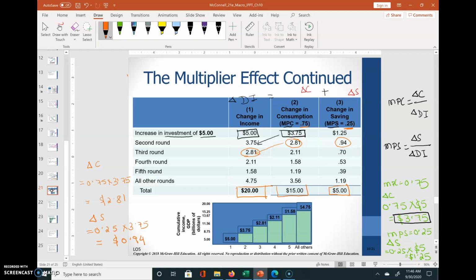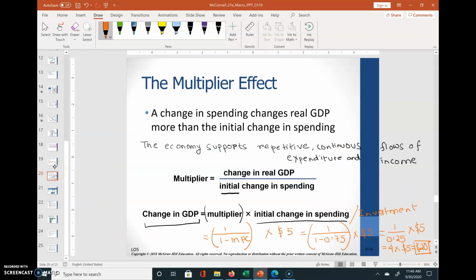So in the exam, what will happen is I will give you the value of the MPC. So this MPC value will be given to you, which is 0.75 here. This initial change in income or investment will be given to you, and you are supposed to find this final change in gross domestic product.